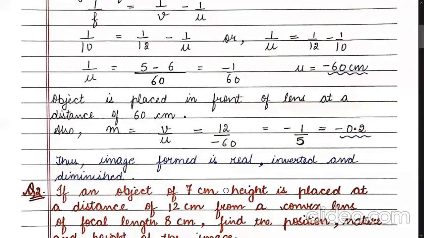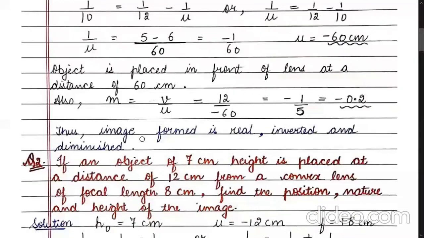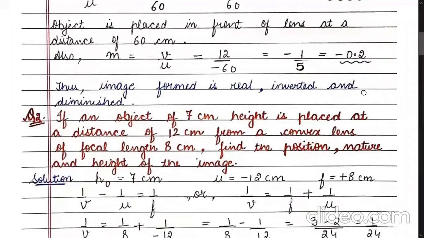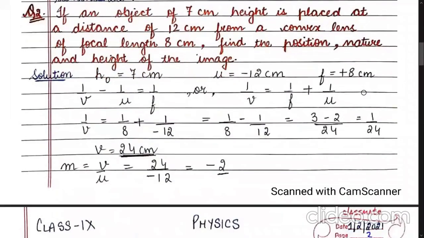So the magnification of this question comes out to be minus 0.2. Now let us do the second numerical.